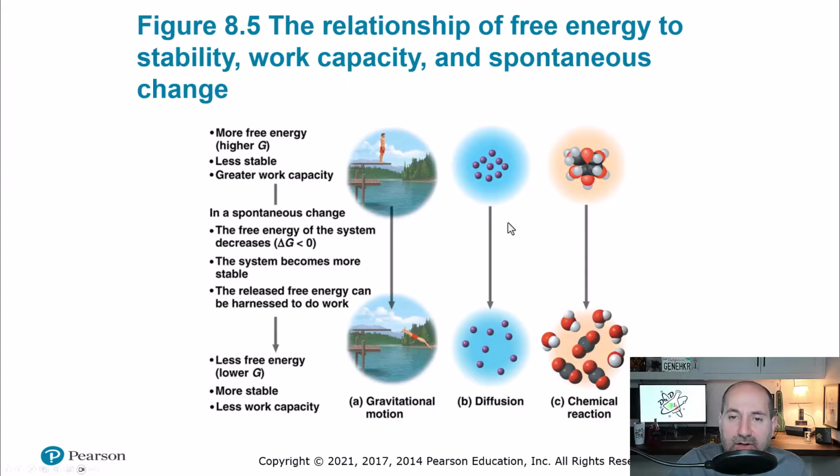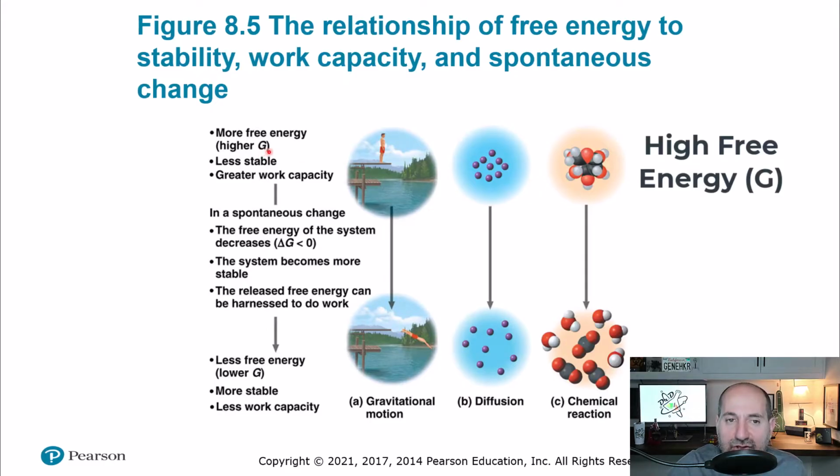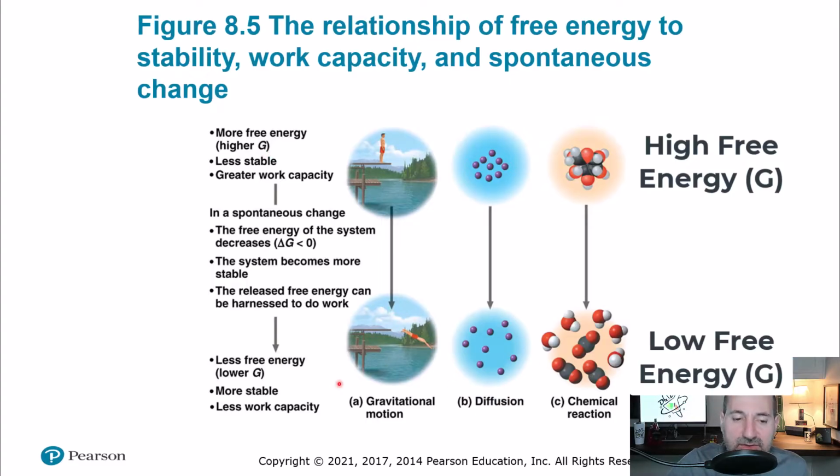Okay, so all of these examples on the top row of this diagram are high free energy states, so they would be high G values, and all of these across the bottom are low free energy states. They would have a lower G value. The high free energy states are less stable with greater work capacity, while the lower free energy states down here are more stable with less work capacity.